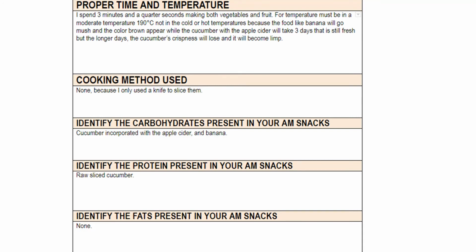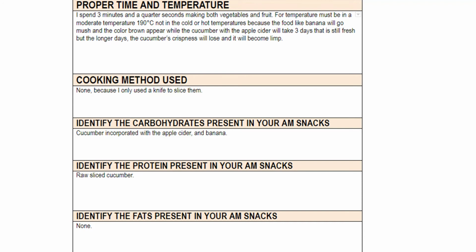For temperature, it must be moderate, 190 degrees Celsius, not cold or hot, because food like banana will go mushy and the color brown will appear. The cucumber with the apple cider will take 3 days and is still fresh, but with longer days, the cucumber's crispness will be lost and it will become limp. For the cooking method, I use none because I only use a knife to slice them.